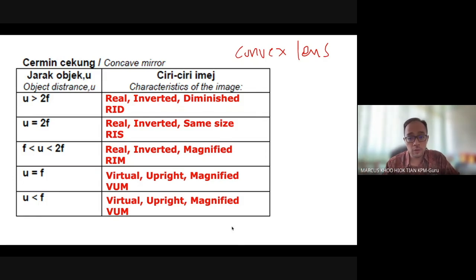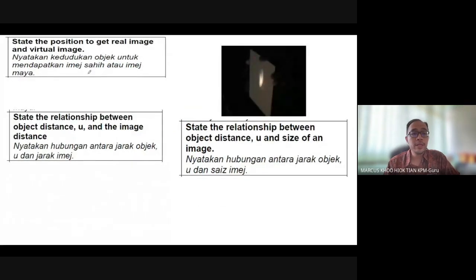Now, before we go on to the convex, this one, I'll just show you, but actually, you just write real, reduced, rim, boom, boom, especially if you know already. Now this one, I would like you to copy somewhere on the paper because it's not on the handouts. State the position to get the real image and the virtual image. So a real image will be this, and the virtual image will be the rest.